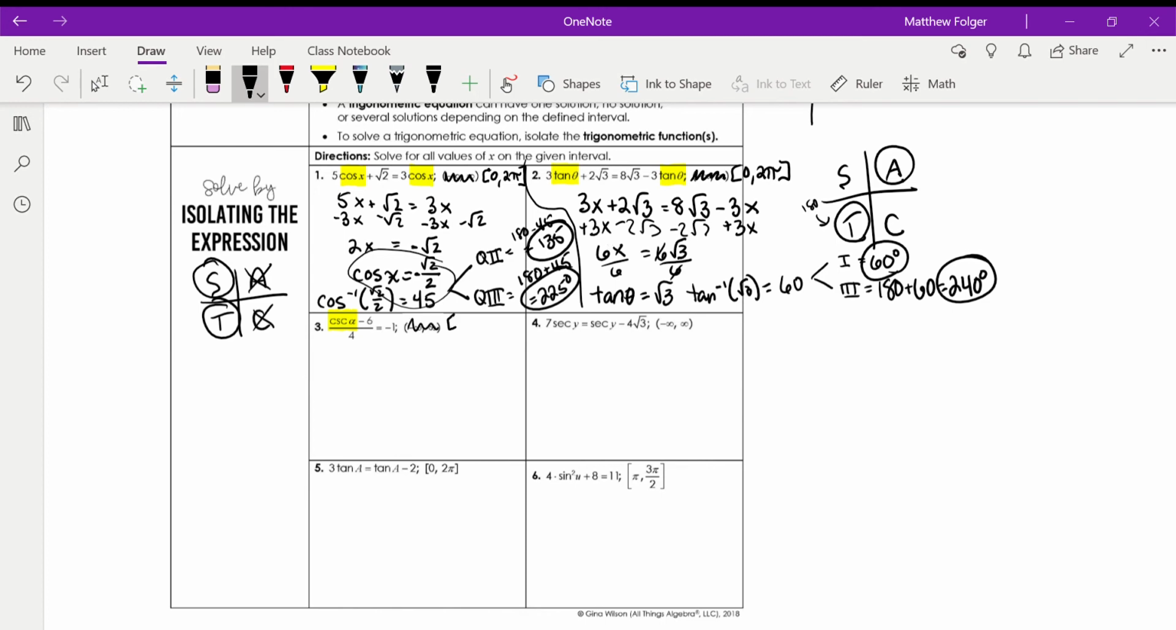So first thing we want to do is think about, okay, I want to get, and this is going to be 0 to 2 pi, I want to get that cosecant by itself on one side of the equation, just like I would with an x. So what do I do to both sides? Well, first thing I do is I multiply both sides by 4. That'll get rid of this. So I have cosecant alpha minus 6 equals negative 4.